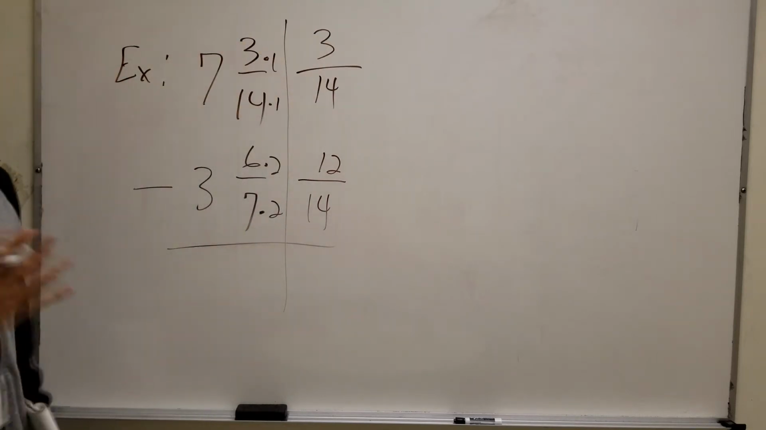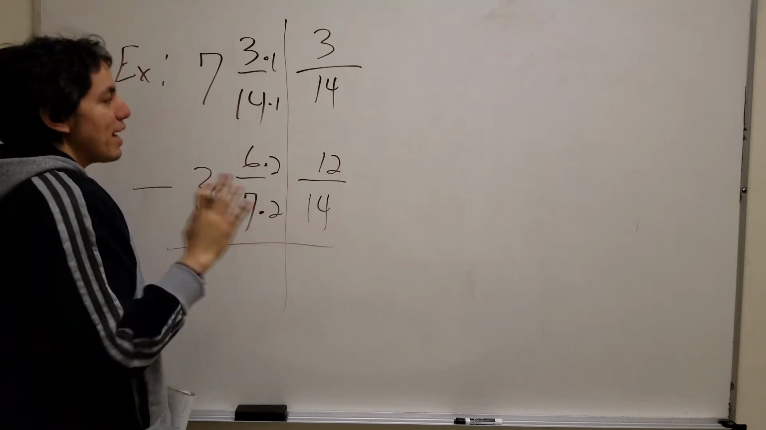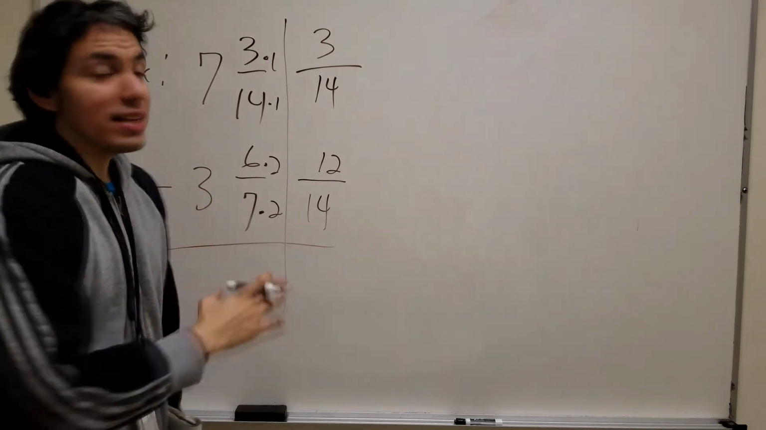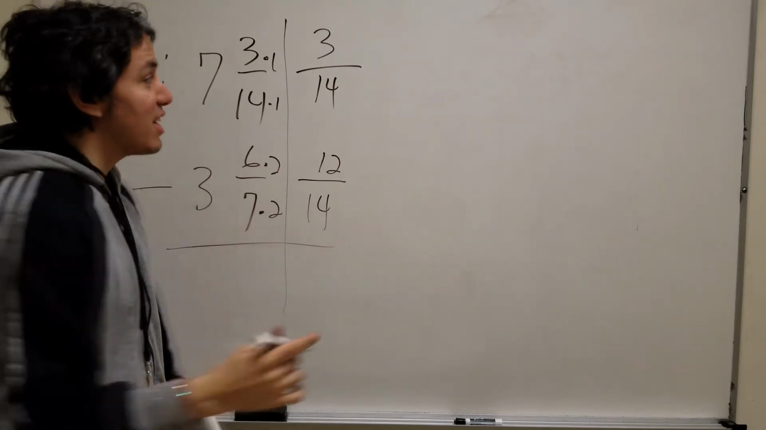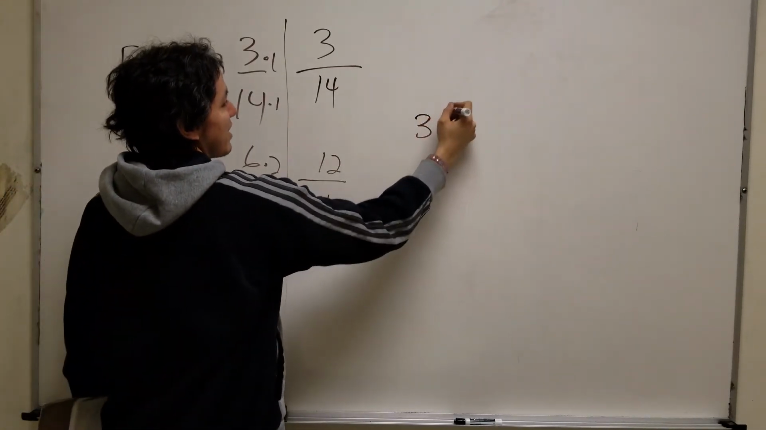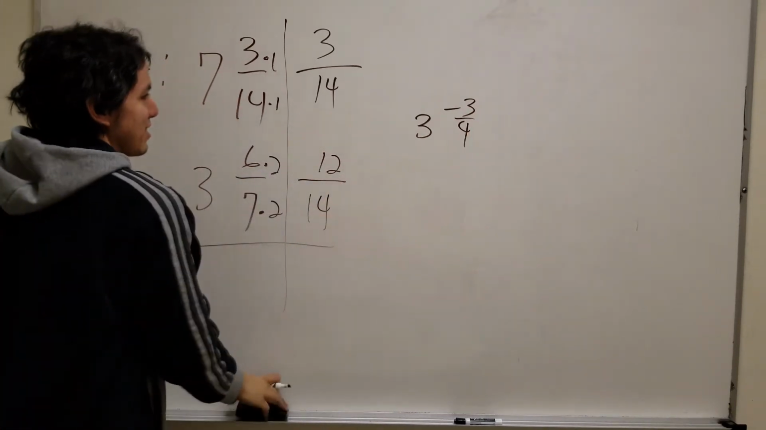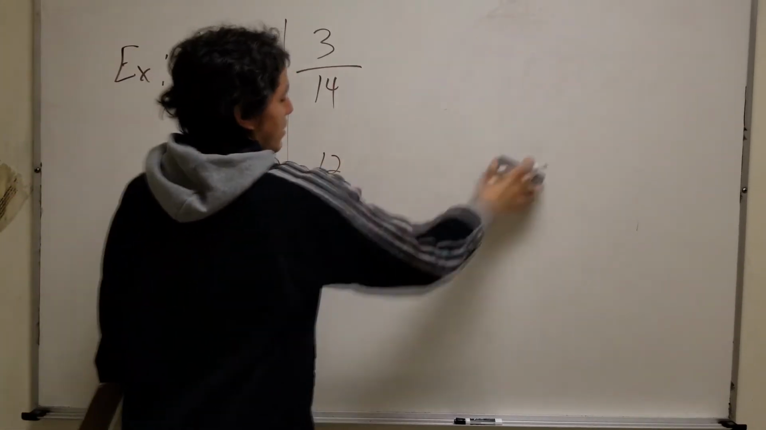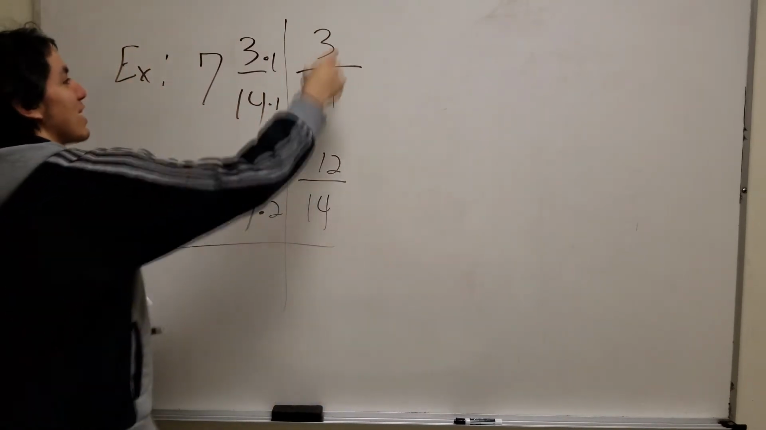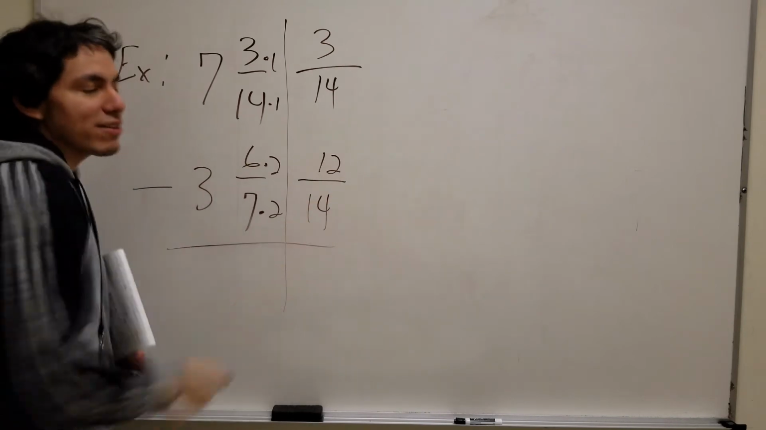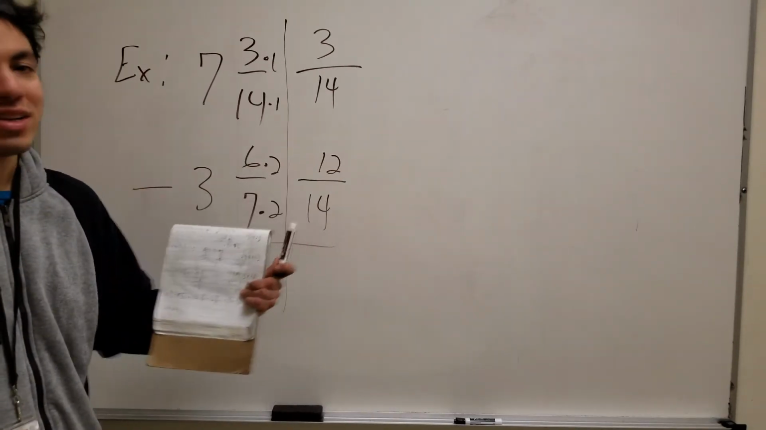Alright, so now, let's understand something here. We cannot have a negative fraction in a mixed number. It just doesn't look good. It doesn't make any sense. It will look something weird like this, and I wouldn't know what that is. So I cannot subtract 3 minus 12 and get negative 9/14 as my answer. That's out of the question.